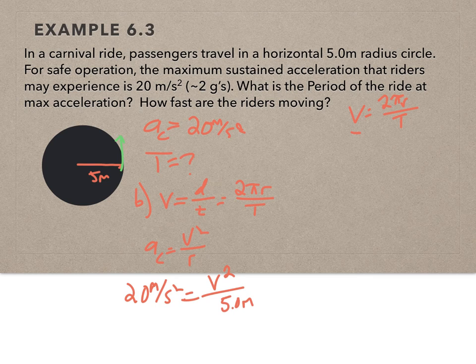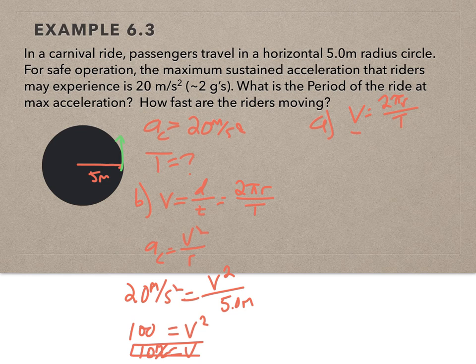Alright, so what do I get? I get 5 times 20, this is 100. That's meter squared per second squared, and so that means my speed is 10 meters per second. Alright, so that's my speed. Part B, done. Now I'm going to take that and plug it in here to find part A. Okay, part A is this.